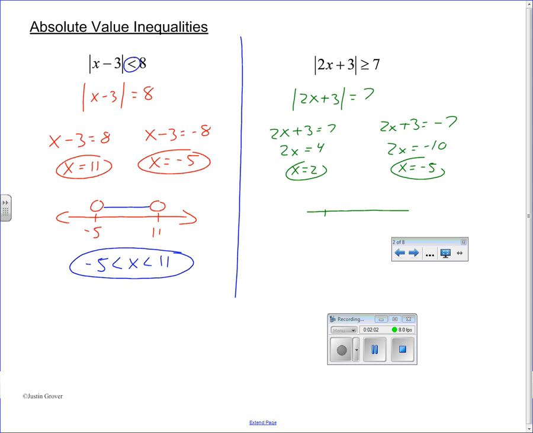Set up your number line. Negative 5 is less than 2, so go negative 5 on the left, 2 on the right. Circles above. And then we go back to our original symbol, and it's a greater than or equal to. The fact that it's equal to means our circles are closed. We need to circle them in.